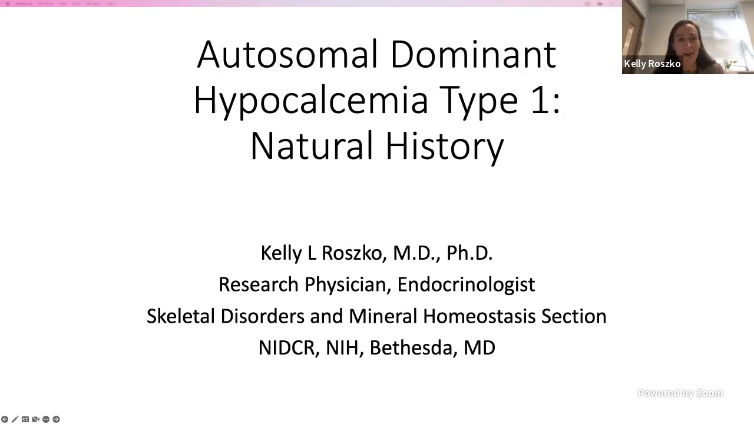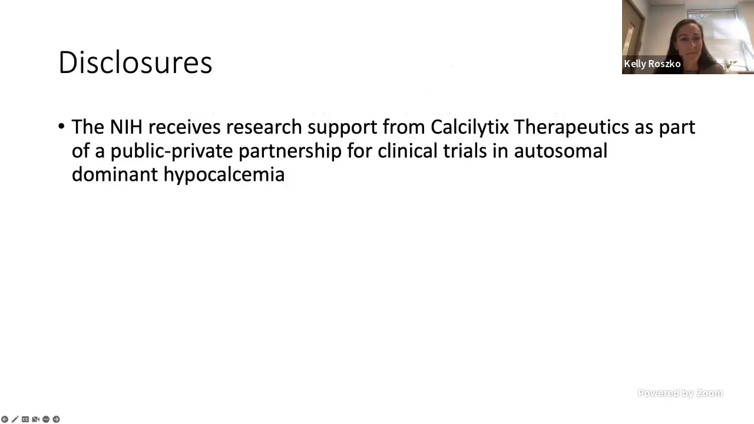I am going to start out by speaking a bit about autosomal dominant hypocalcemia type 1, including the natural history of the disease. And then Dr. Gafni is going to follow up with our new data on Encalaret treatment. These are our disclosures.